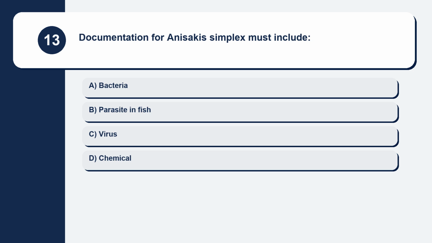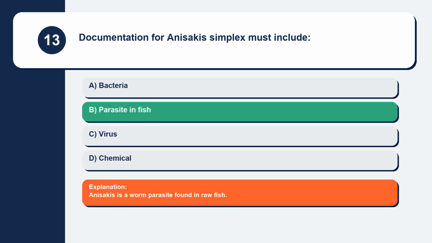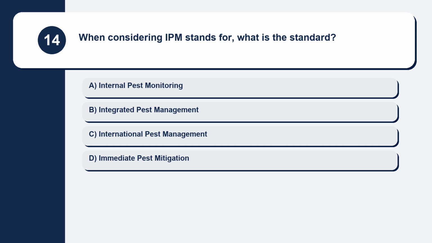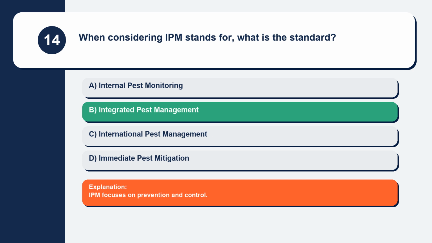Question 13. Documentation for Anisakis simplex must include: bacteria, parasite in fish, virus, chemical. Anisakis is a worm parasite found in raw fish. Question 14. When considering what IPM stands for, what is the standard? Internal pest monitoring, integrated pest management, international pest management, immediate pest mitigation. IPM focuses on prevention and control.